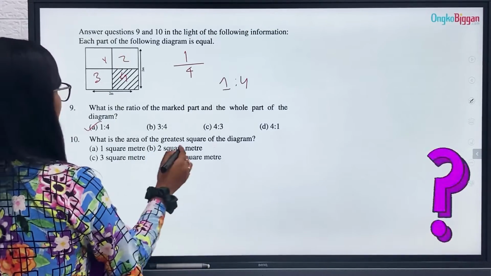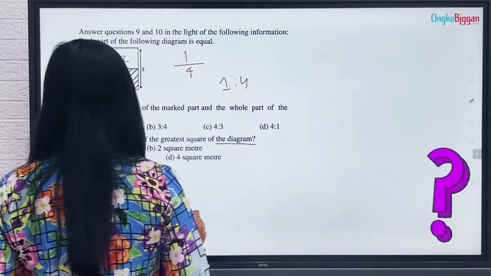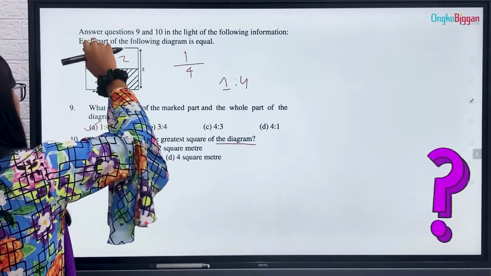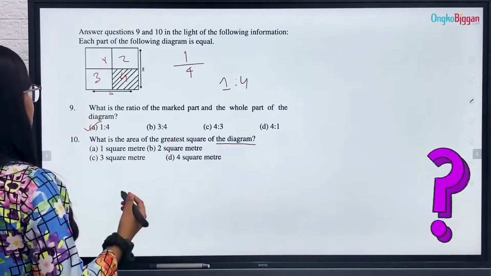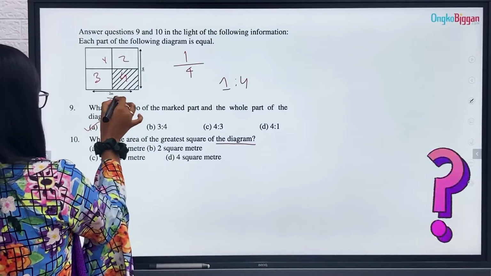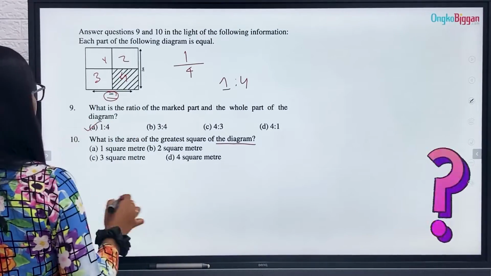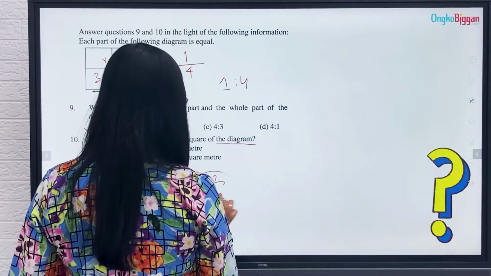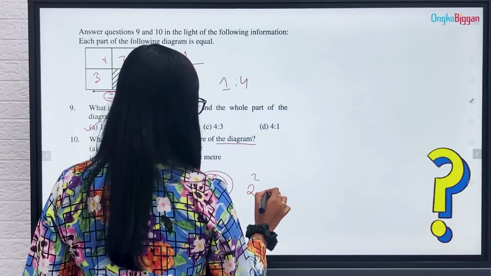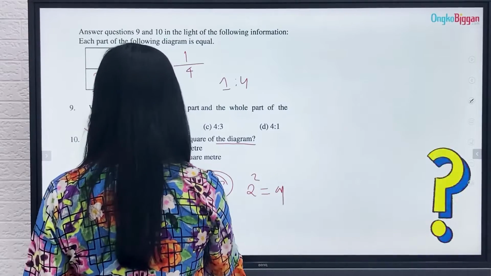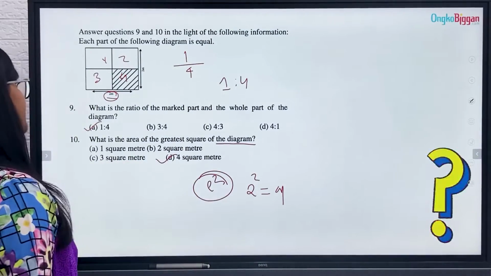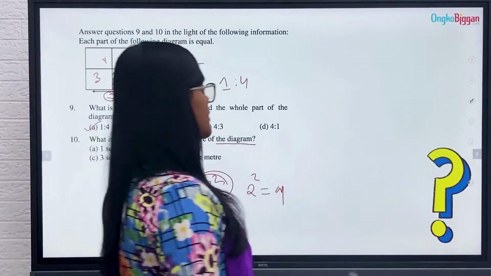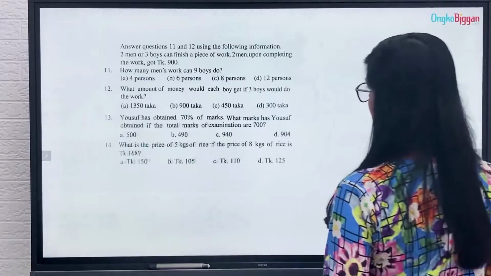What is the area of the greatest square of the diagram? If we consider the whole thing, the greatest square will be the total 1. We see that here every side is 2 meter, and we know that the area of a square is length square. So 2 square will be its area, that means 4 square meter. Number 3. I hope you are clear. It's very easy, very simple. So I am moving forward.